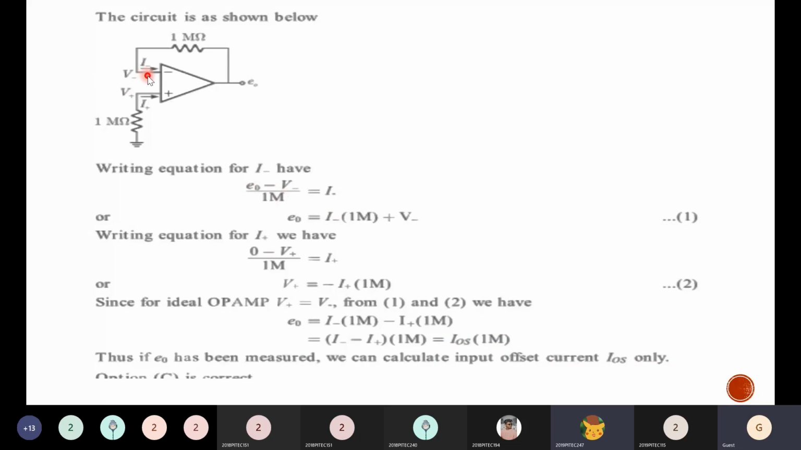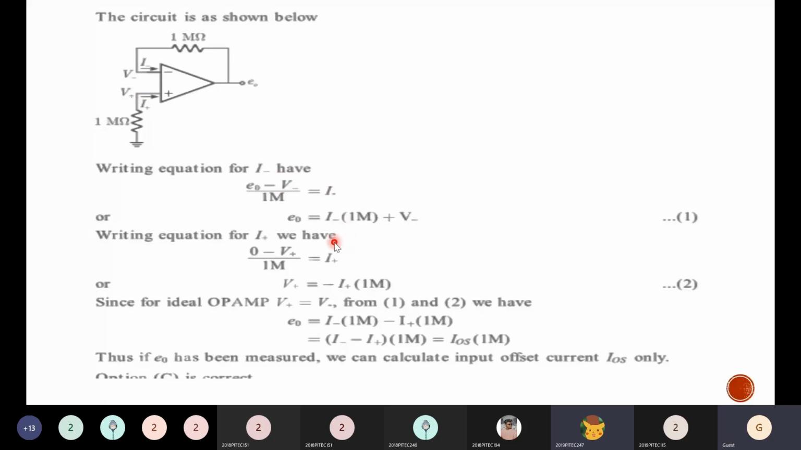Only after measuring the potential at this point, we'll be able to say what is the current I minus. We know that this potential is equal to this potential, but we are not sure about how much the potential is. So you cannot measure the bias current using the given data, because V minus is required for it. So which option is right?